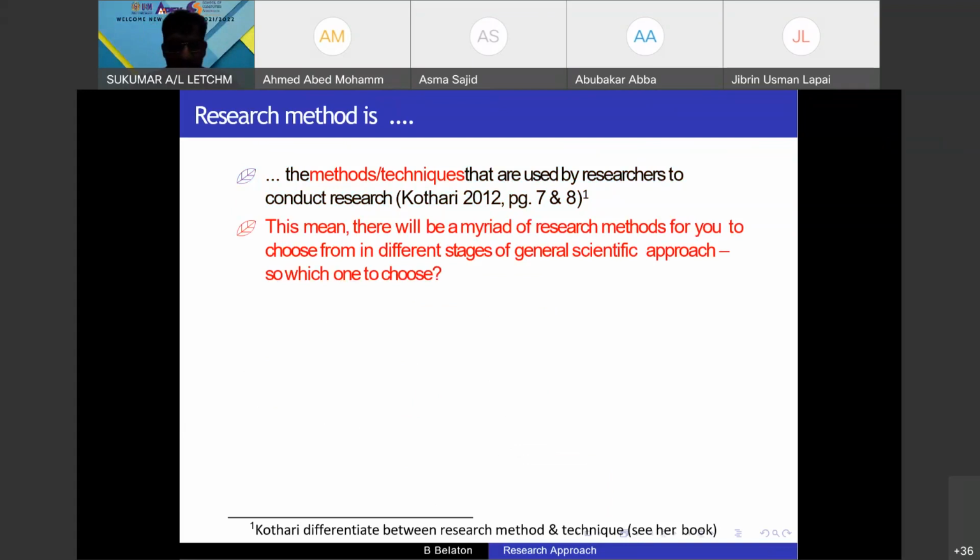This means there will be a merit of research methods for you to choose from at different stages of a general scientific approach. So which one to choose? You also need to mention this with justification when you choose. Let's say you are comparing across 7 different techniques. You have linear regression, machine learning, SVM, different techniques, and then you want to check all their accuracies.